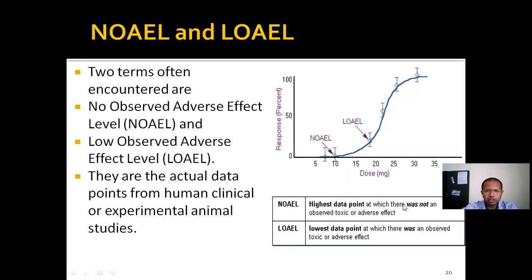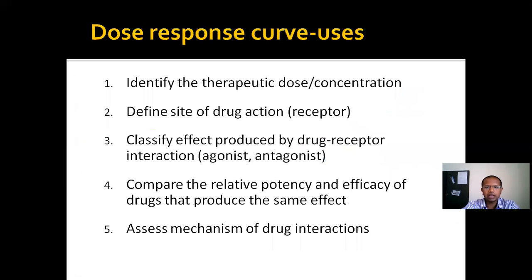The highest data point at which there was no observed toxic effect, and the lowest data point at which there was an observed toxic effect. Between these, we will start our experiments, or we will plot the same thing on humans and take so many milligrams of drug that should not produce any adverse effects. So we can start the human experiments at these dosages. This is how the experiments on humans and animals are carried out.